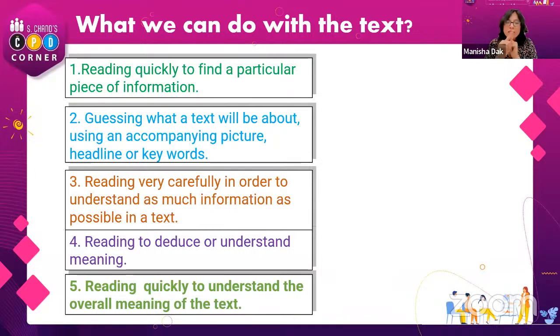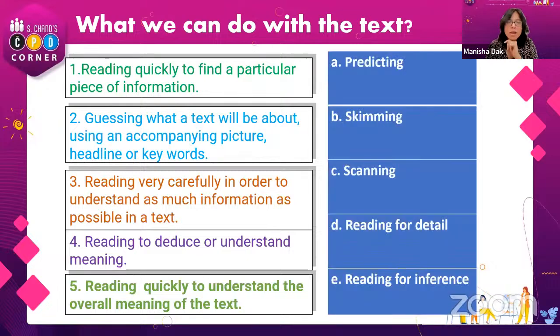Okay. Now, there is a specific subskill name attached to each way of reading. Can you match the ways of reading, like reading quickly or reading very carefully or reading to deduce meaning, with the names of subskills? So for example, predicting. What do you think is predicting? For A, which one would you choose? All right, I think people are going by numbers, so let me also go by digits then.